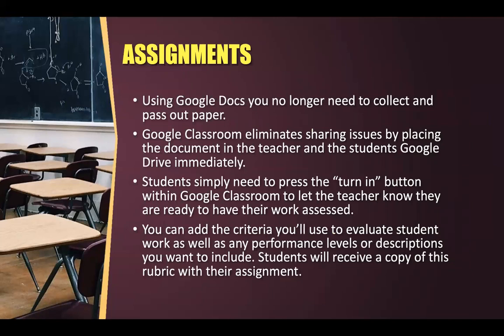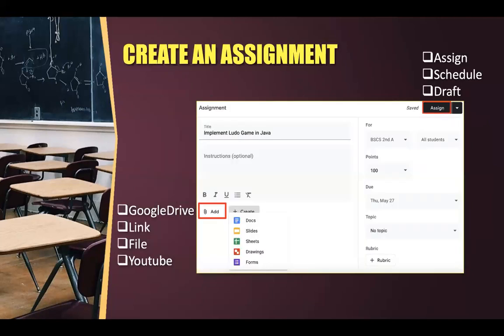When you want to add an assignment, you have to click on create option and then assignment option. You will see a layout similar to this one. You have to enter the title of assignment. You have to enter the instructions if you want to. Then you have the option to add a Google Drive link or a simple file or attachment or a YouTube link. You can also create certain docs, slides, sheets, drawings, or forms.